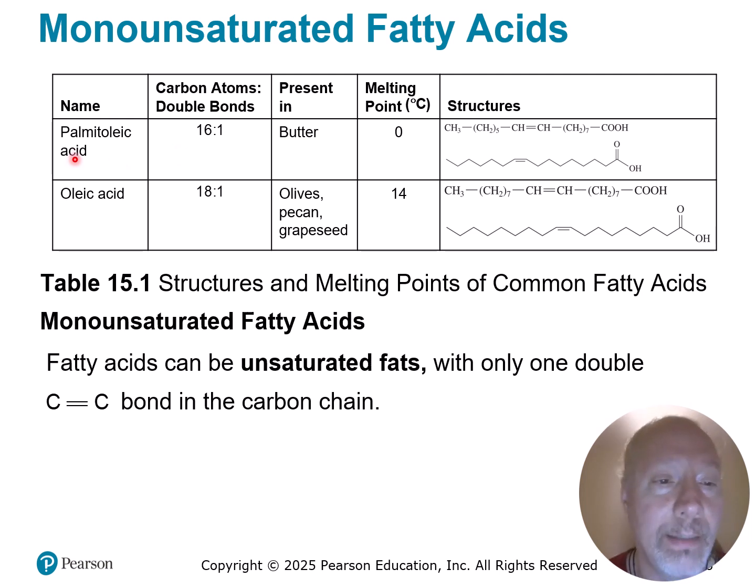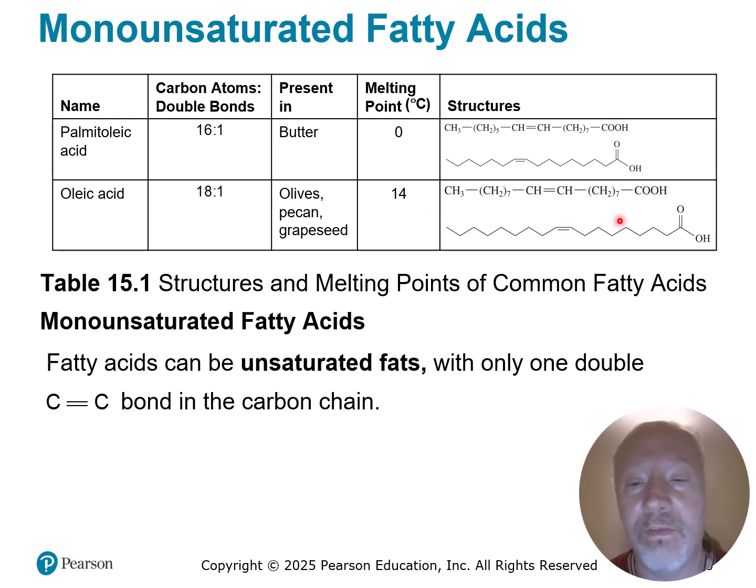Palmitoleic acid, based on palmitic acid again, still has only 16 carbons, but it's now 16:1 with respect to double bonds. And then we have oleic acid, and it's 18:1, so it's even longer, and it's found in olives, pecans, and grape seeds, and its melting point is lowered quite a bit as well, even compared to the saturated fatty acids.